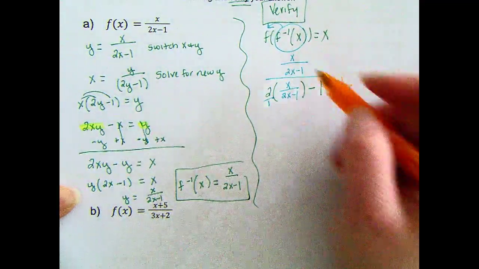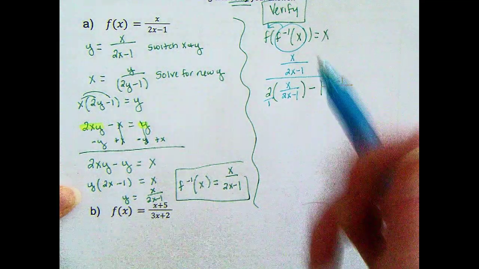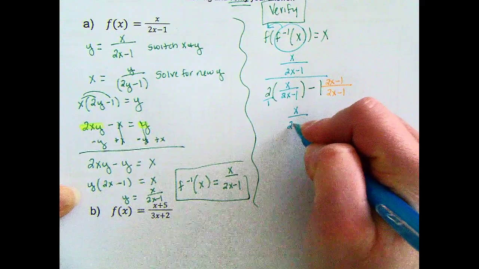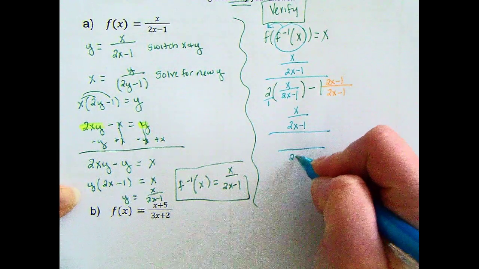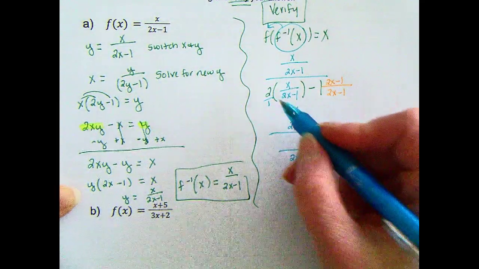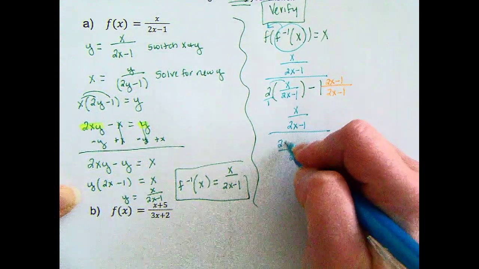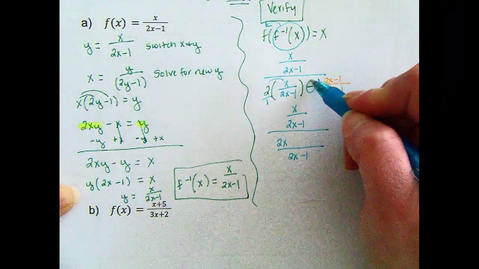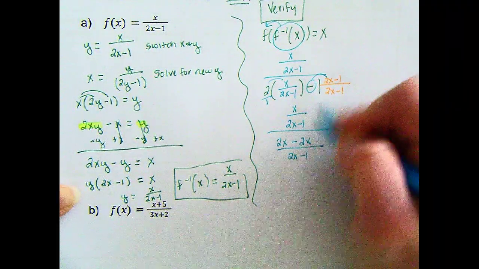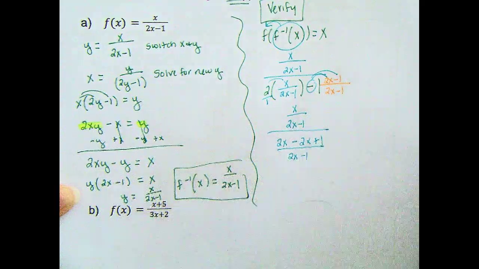So here's the top. It's staying exactly the same: x over 2x minus 1. The bottom, here's my common denominator, 2x minus 1. I have 2 times x. And then you do have to distribute that subtraction sign. So negative times 2x is negative 2x. Negative times a negative 1 is plus 1.